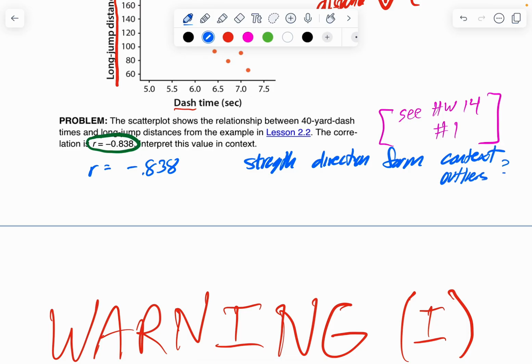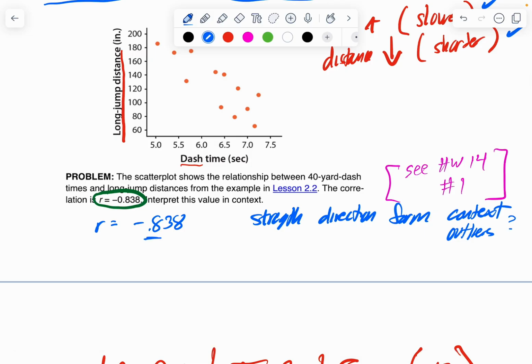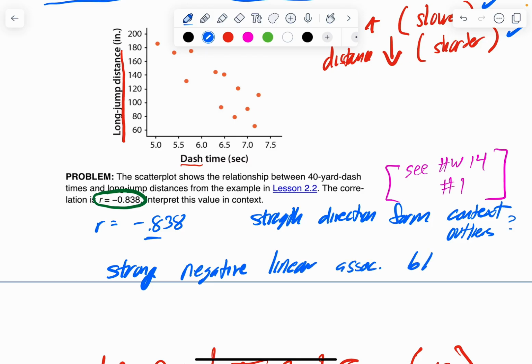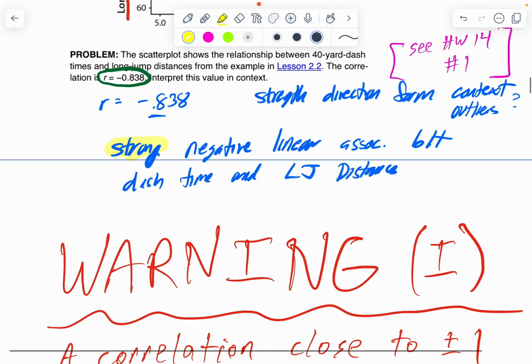So with a correlation of negative 0.8, I don't have to look at that scatter plot and guess as to whether that's slightly weak, fairly strong, moderately strong, etc. I now have this measurement that the correlation is in the 0.8s. So I can now confidently say that we do have a strong negative linear association between dash time and long jump distance. And it takes the guesswork out of figuring out the strength of the relationship. That's why we appreciate this correlation coefficient statistic so much.